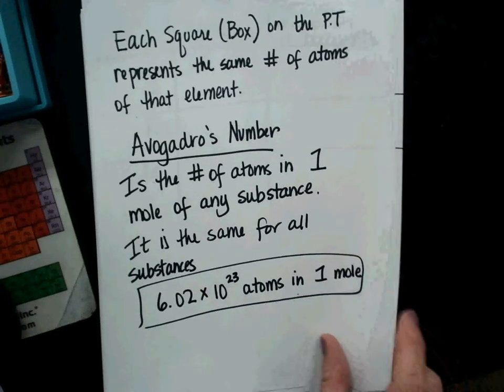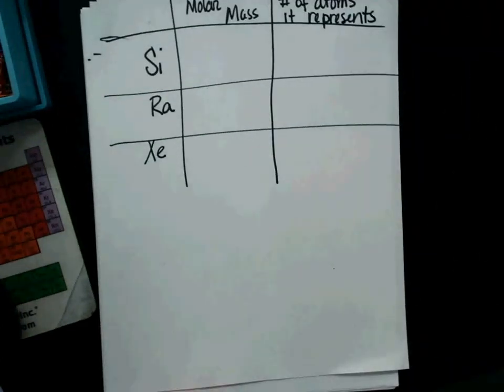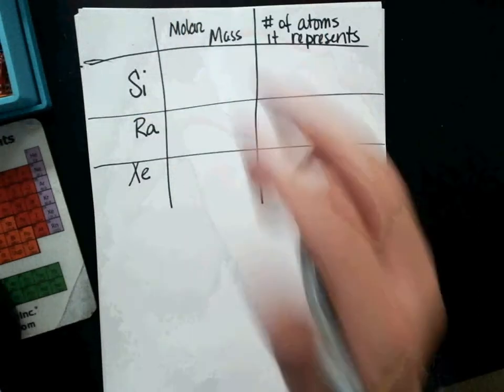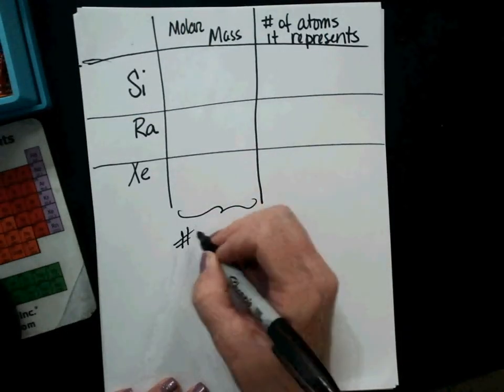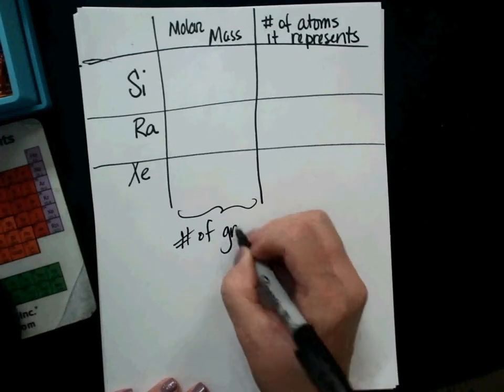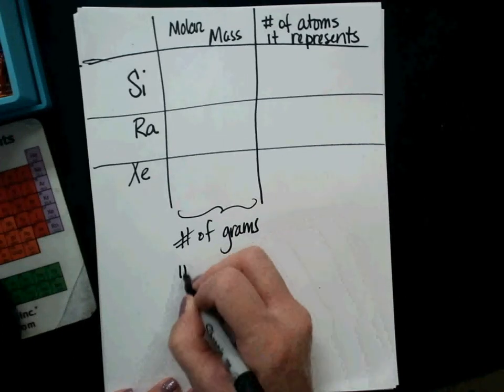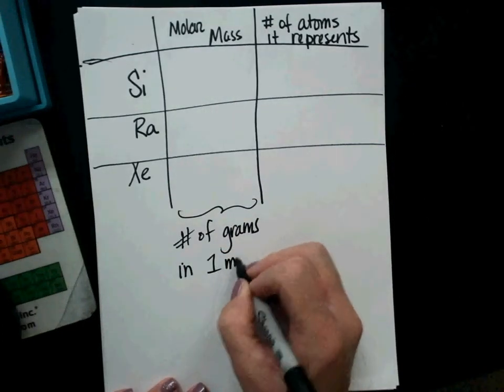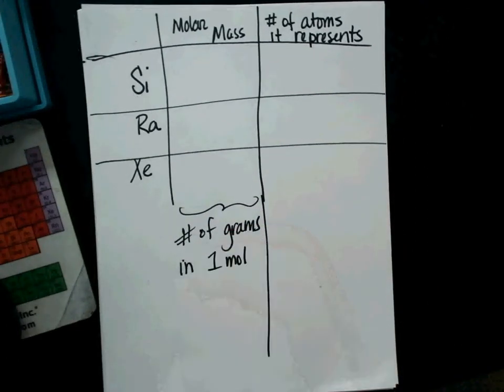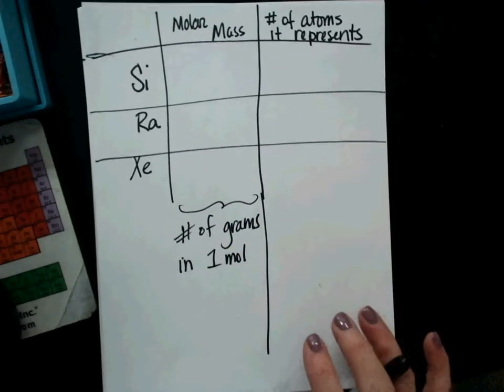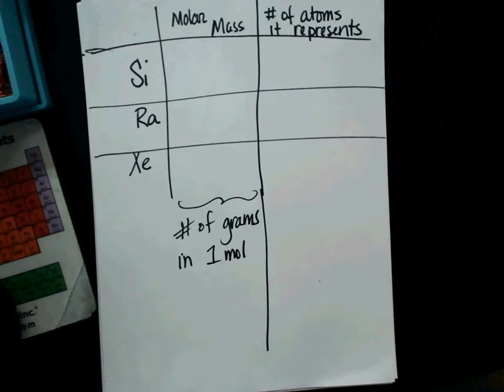Good? All right, so find these 3. I want to know their molar mass, which is the number of grams in 1 mole. I don't know if I told you that before, but the abbreviation for mole is MOL. It's not much of an abbreviation. Go from 4 letters to 3.